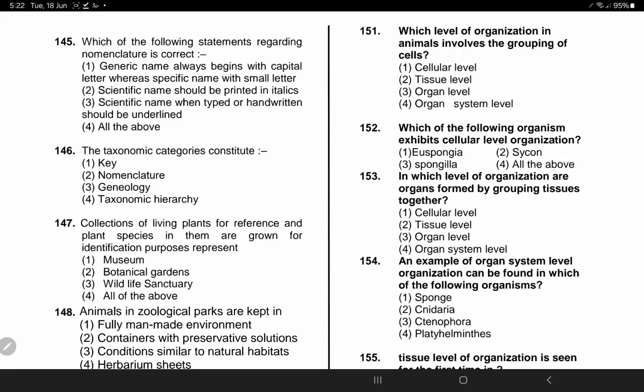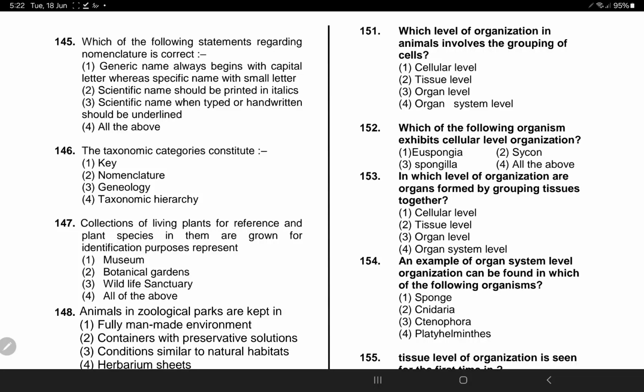Which of the following statements is correct regarding the nomenclature? So generic name always begins with capital, whereas specific name is small letter, right? So it has to be printed in italics, right? Scientific name which is typed or handwritten should be underlined. All are correct. The taxonomic categories constitute taxonomic hierarchy, option 4.